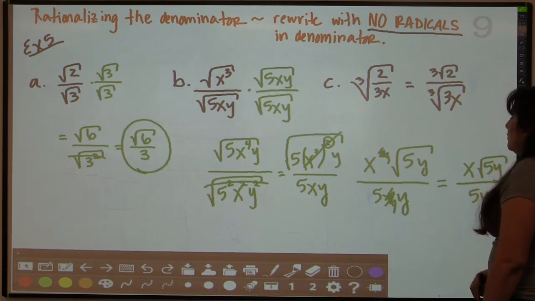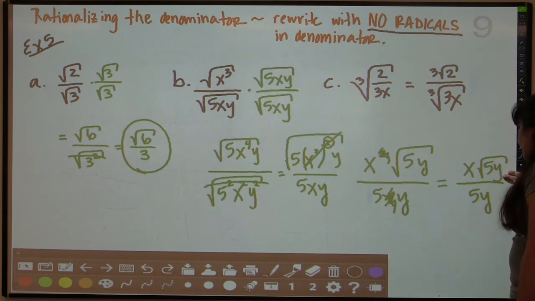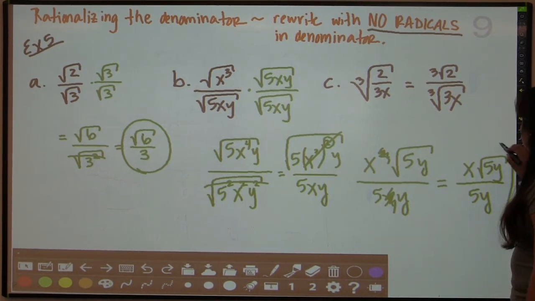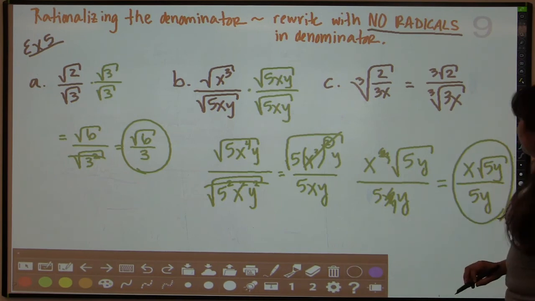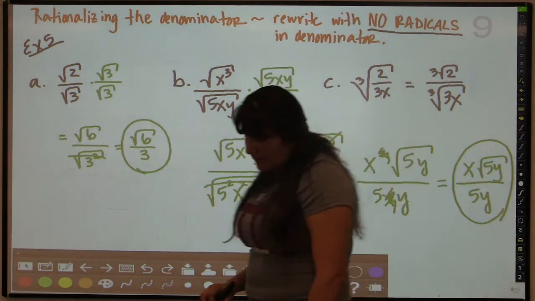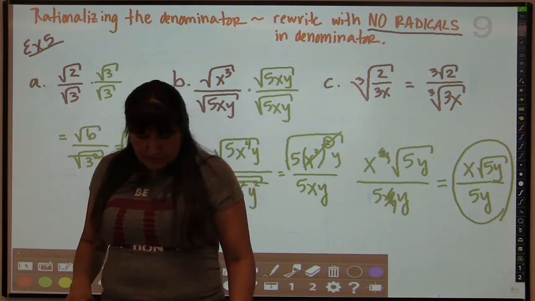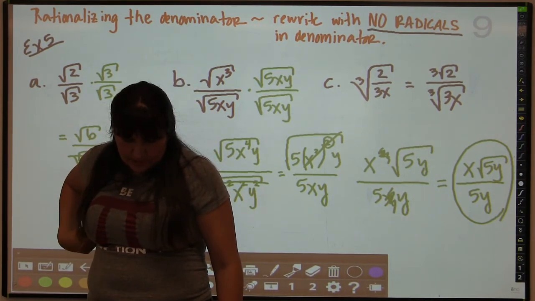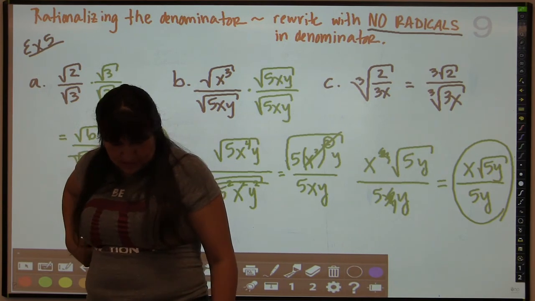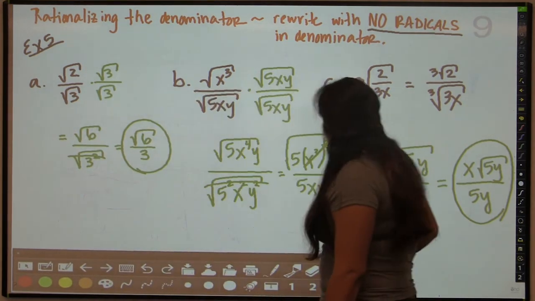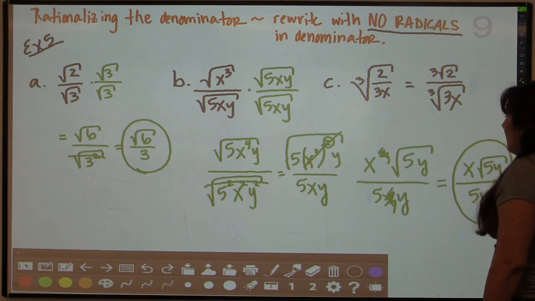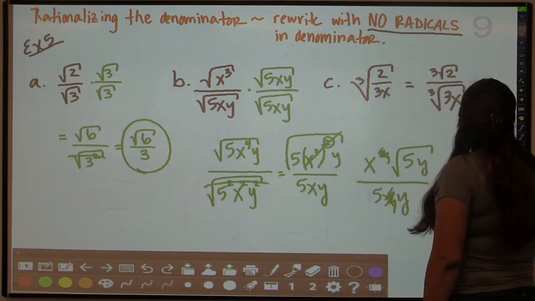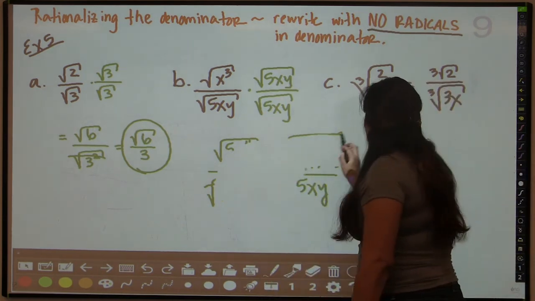And no, you cannot cancel the square root of 5y with just 5y. So this is the answer for part B. I'll let you pause that if you need to, because I'm going to have to erase it because I kind of invaded my space for the other example that I was going to do. See, there's no space for C, so I'll have to go back and erase it. So hopefully you wrote that down. Awesome.